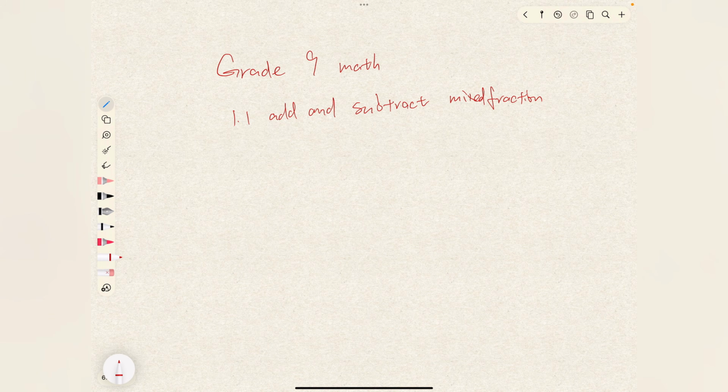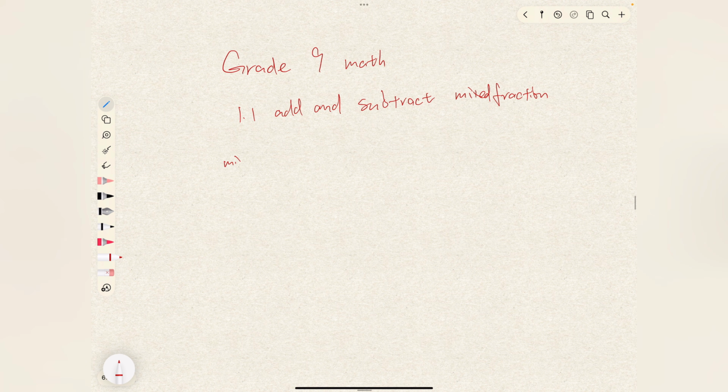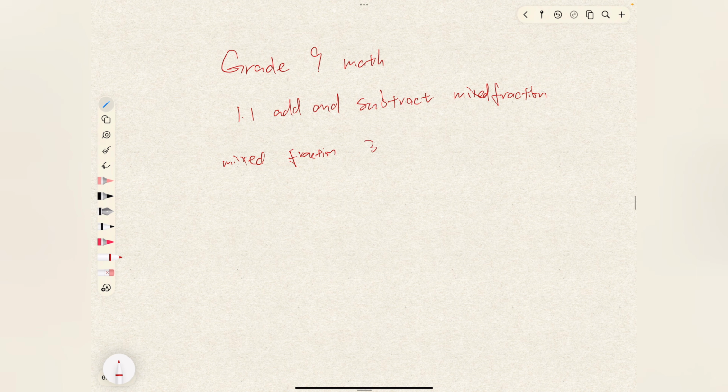In this video, I'm going to do grade 9 math. The first chapter is 1.1, add and subtract mixed fractions. So what is a mixed fraction? A mixed fraction is something like this, like 3 1 over 2, 3 and 1 half. We need to add and subtract these mixed fractions.